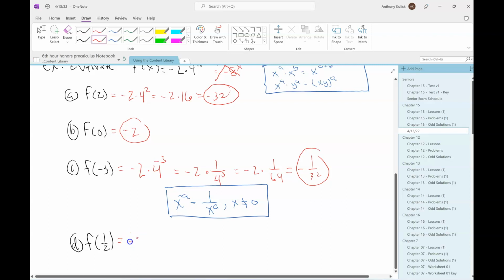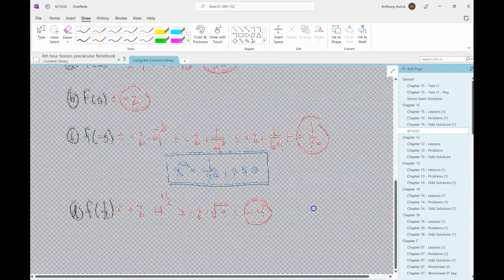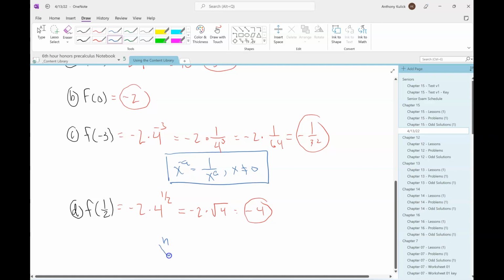All right, f of 1/2, not negative 2. Okay, what does a fractional exponent mean? Yeah, so this one means a square root. The property that we're using there is that one.